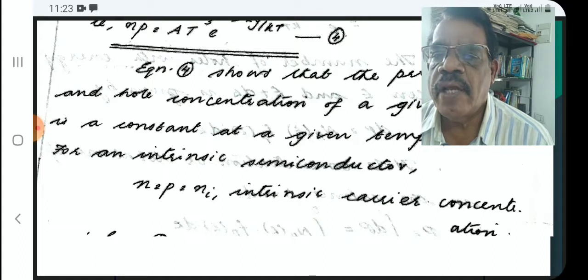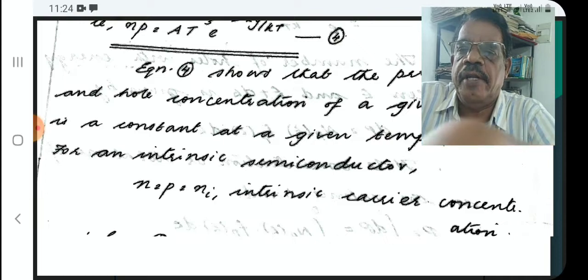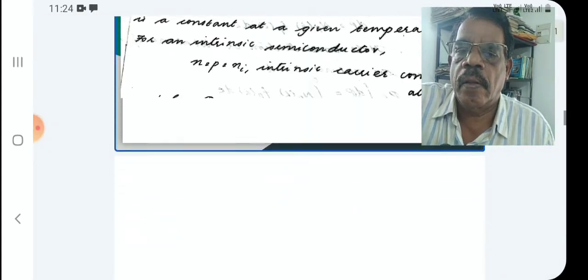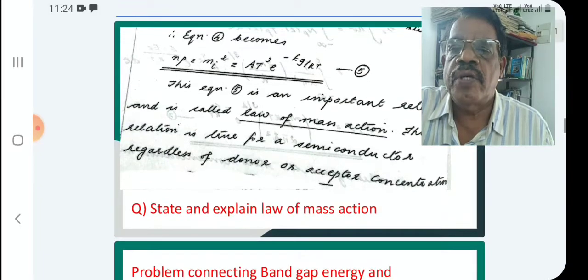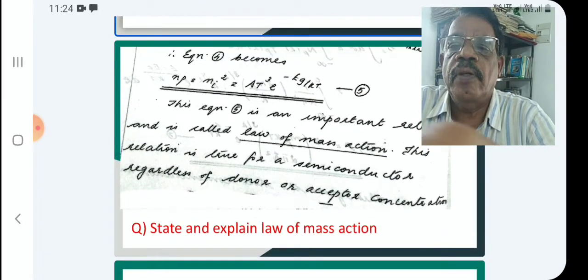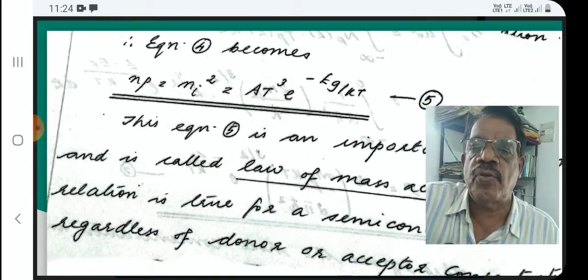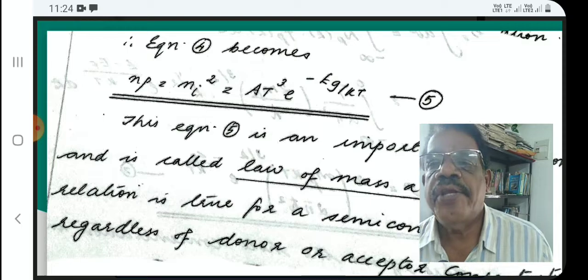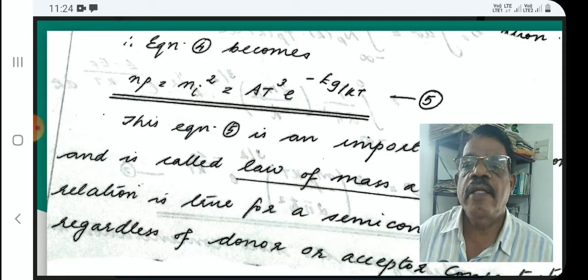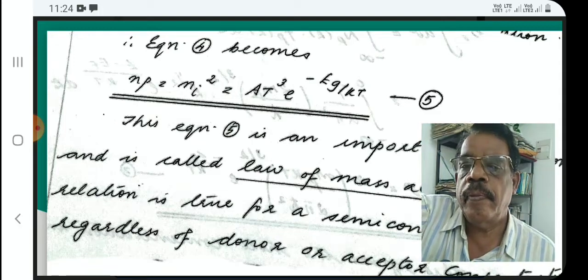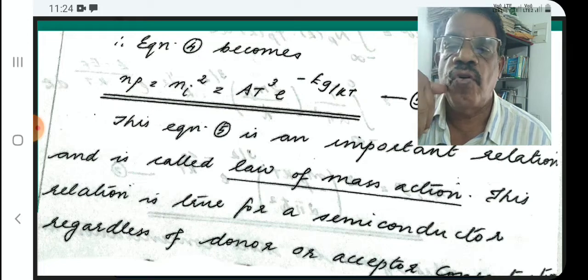n is equal to p is equal to ni, where ni is the intrinsic carrier concentration. So equation 4 becomes, or it can be rewritten as n into p is equal to ni square is equal to A T cubed e raised to minus Eg by kT. It is a T cubed relation. Equation 5 is an important relation and is called law of mass action.